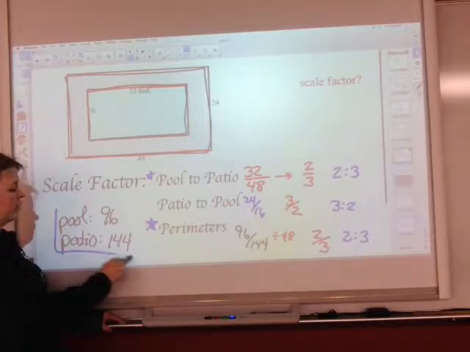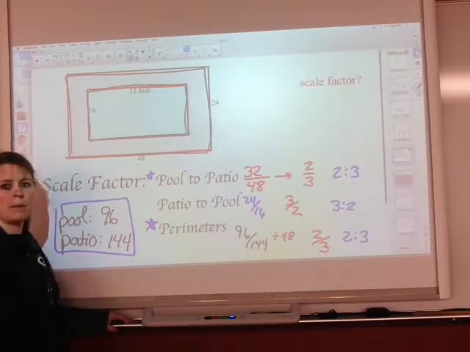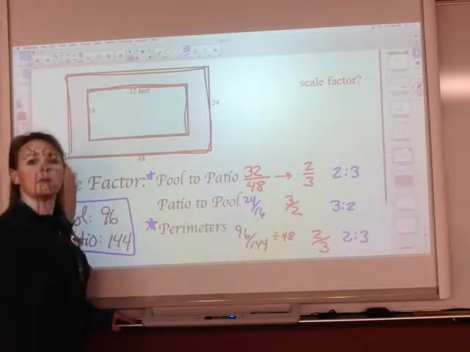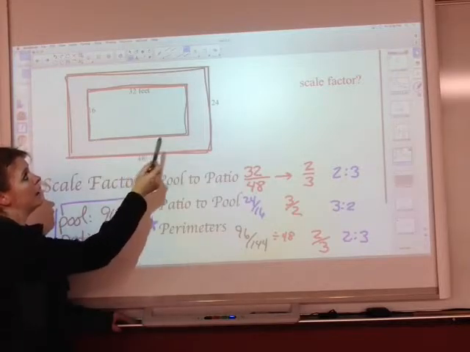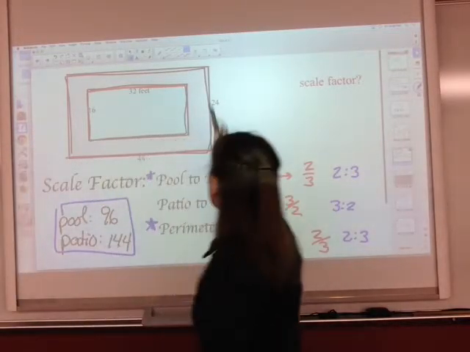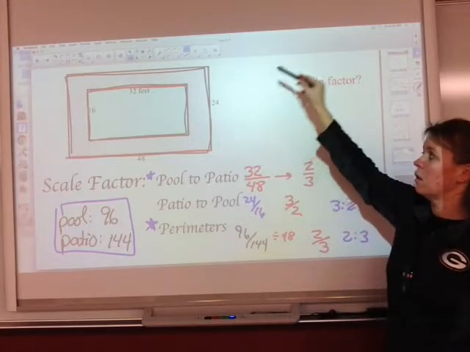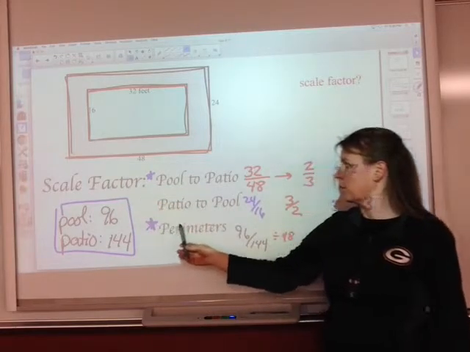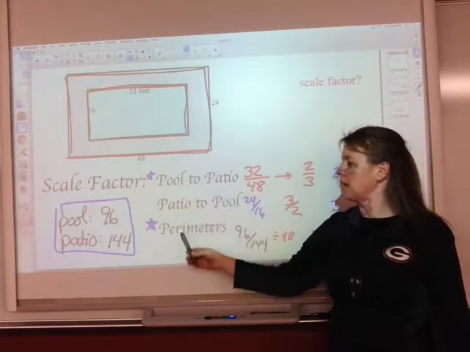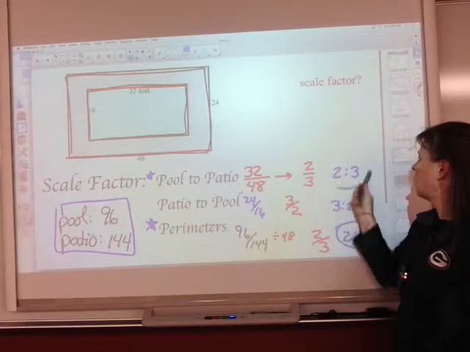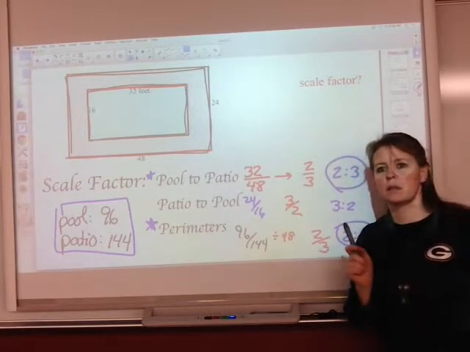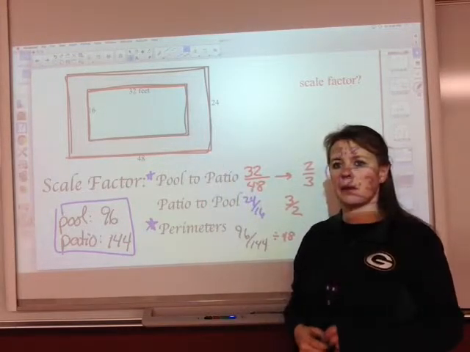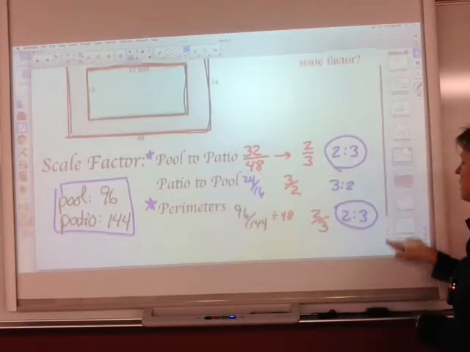So you no longer will have to work out the whole entire problem and find the perimeters. Sometimes they may not even give you enough information to do the perimeters. They may only tell you part of it or one side, or it may not be a perfect rectangle. If that's the case, if they're asking for scale factor of the perimeter, the scale factor of the sides and the scale factor of the perimeter will always match, knowing that the two polygons you're working with are similar. They have to be similar for that to work.